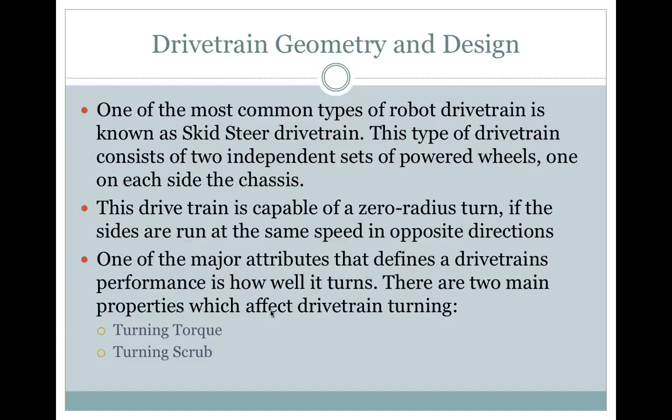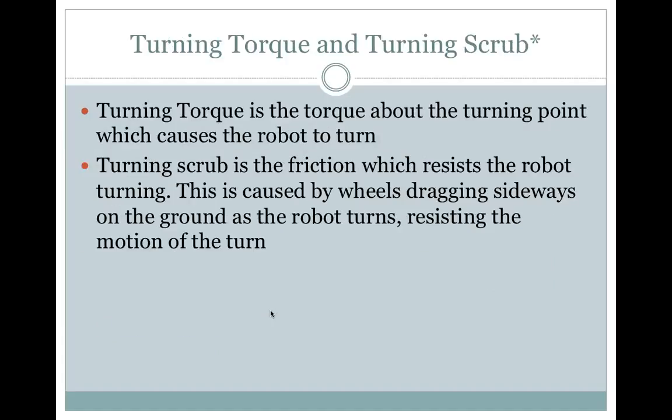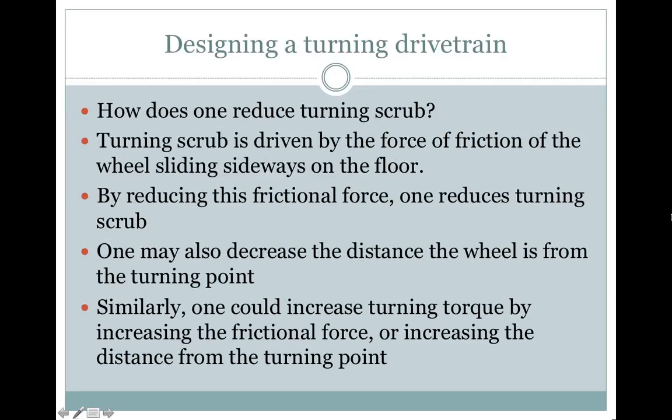One of the major attributes that defines a drivetrain's performance is how well it turns. There are two main properties which affect drivetrain turning: turning torque and turning scrub. Turning torque is the torque about the turning point which causes the robot to turn. Turning scrub is the friction which resists the robot turning. This is caused by wheels dragging sideways on the ground as the robot turns, resisting the motion of the turn. Designing a turning drivetrain. How does one reduce turning scrub?